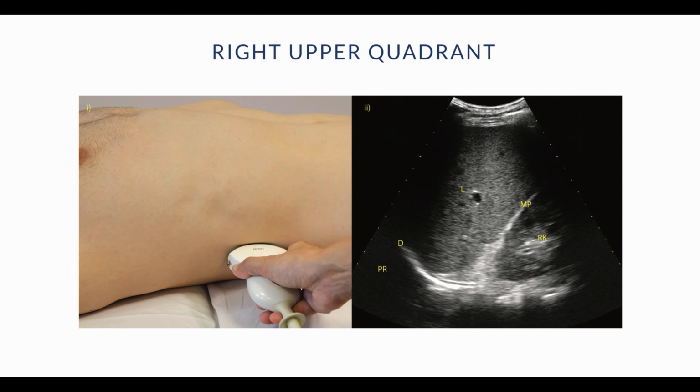In this view, the liver is the dominant structure and is bordered cranially by the diaphragm and caudally by a hyperechoic layer of perinephric fat known as Morrison's pouch. In the absence of pleural fluid, there may be mirror image artifact of the liver on the opposite side of the diaphragm, which is a normal finding.